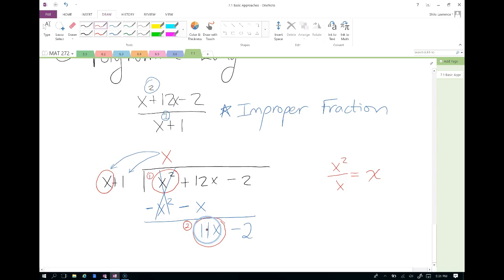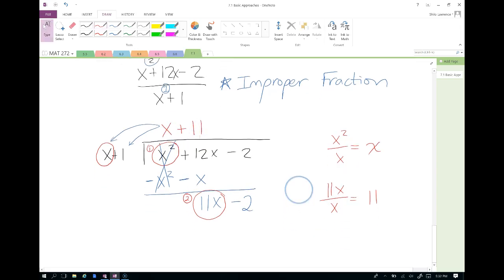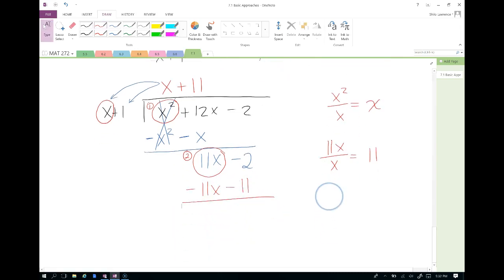We want to know how many times x will go into 11x, or if you frame it as a division question, what is 11x divided by x? And that's a lot easier to simplify and see the answer is going to be 11. So the next part of my answer in the division is going to be a positive 11 or plus 11. And then we're going to multiply down and subtract. So 11 times x is 11x. 11 times 1 is 11. And we need to subtract this stuff. And that will tell us what we have left over to continue working with.